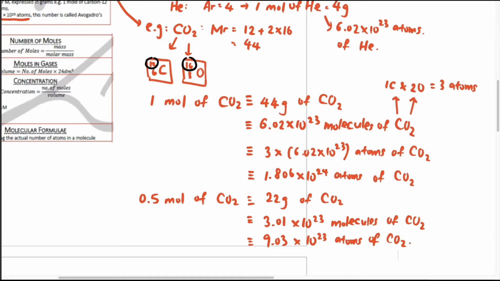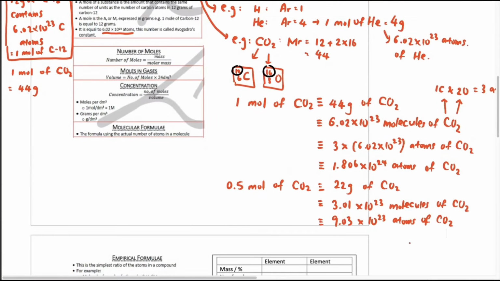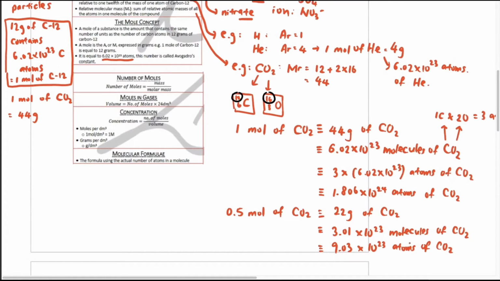Okay, so there seem to be many things here. So we can simplify it by using a formula. You want to find out the number of moles conveniently. So the formula is take the mass divided by the molar mass. The molar mass means the relative atomic mass or the relative molecular mass. So that's the molar mass.